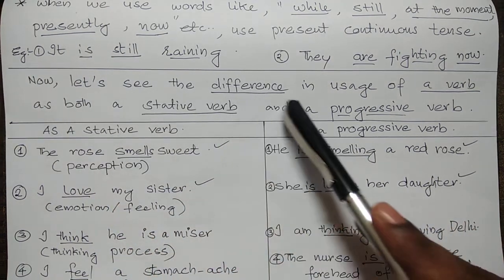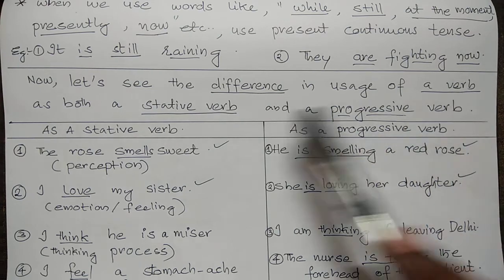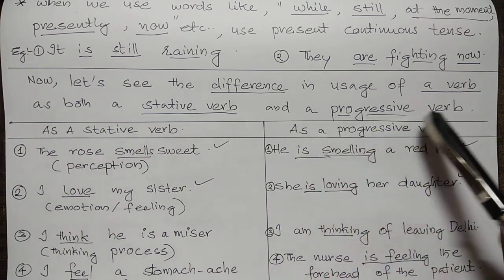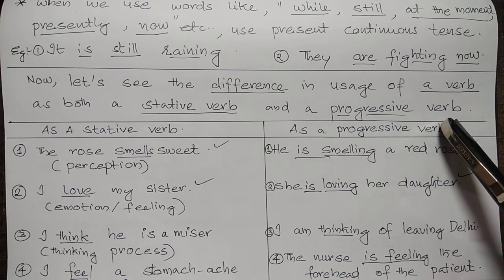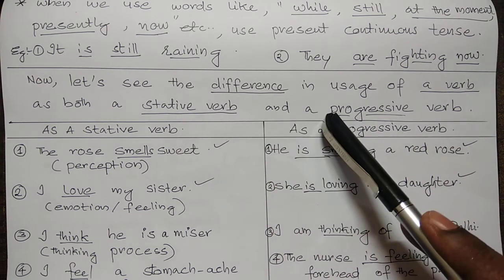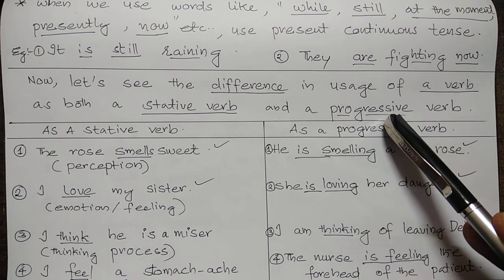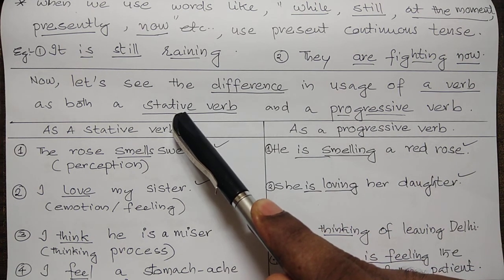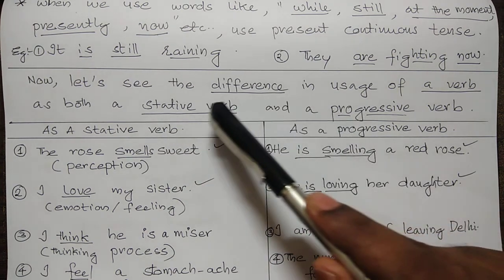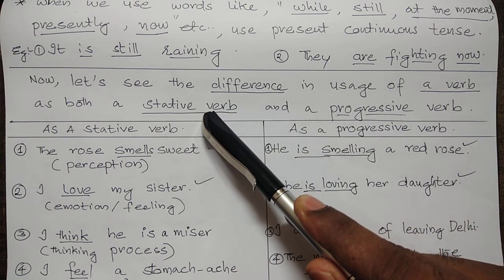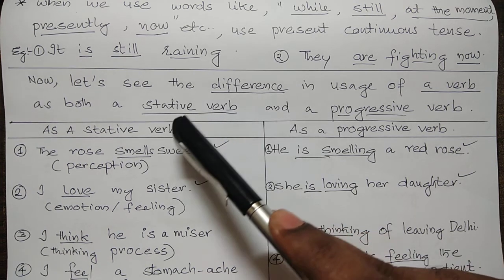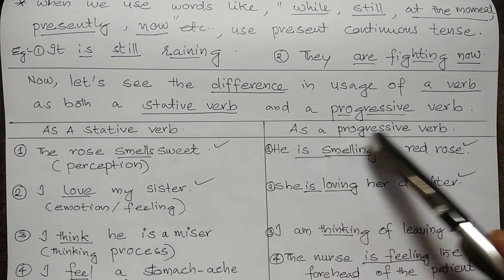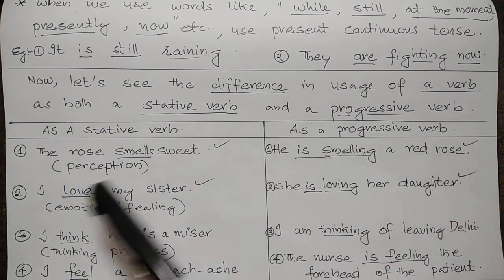Now let's see the difference in usage of a verb as both a stative verb and a progressive verb. So we have already seen, if it is a progressive verb, then we have to use the present continuous. If it is a stative verb, then we never use the present continuous. So see, as a stative verb we are using here, as a progressive verb below this.